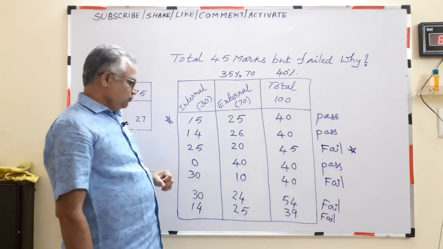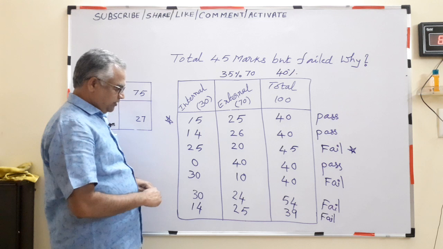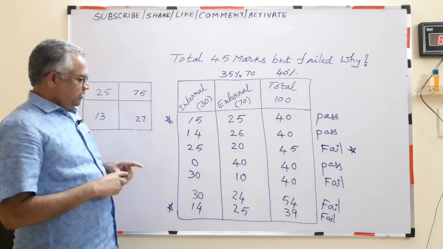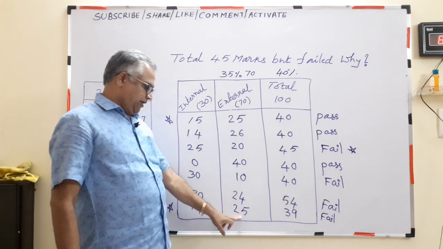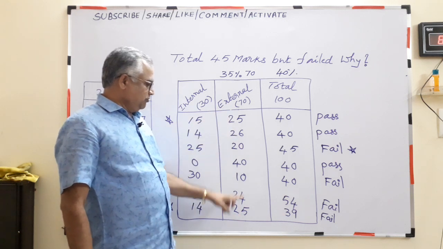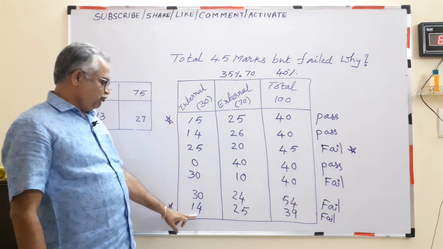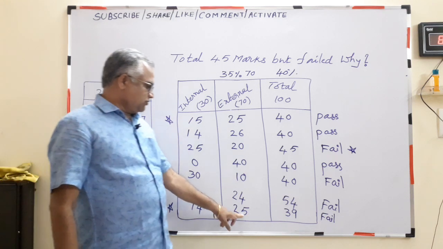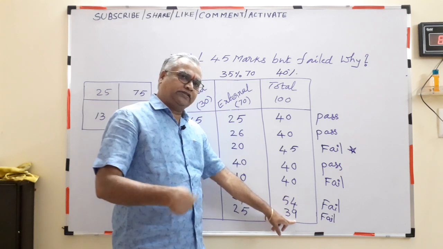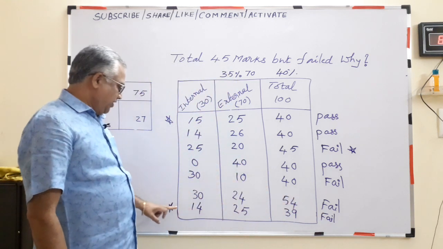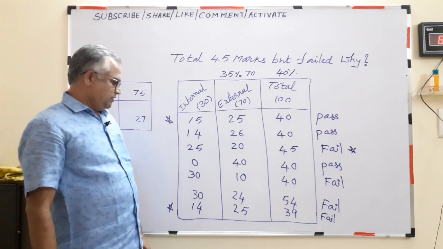Okay. Then this is a more special case. External 25. What is the minimum requirement? 25. But what are the internal marks you got? 14. 14 plus 25, how much? 39. 39 is less than 40, no? Fail. This is a very, very funny and peculiar case.